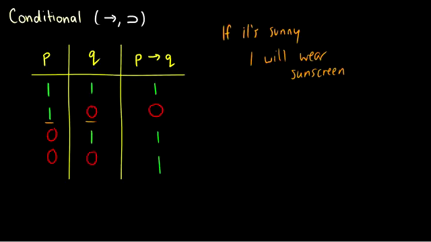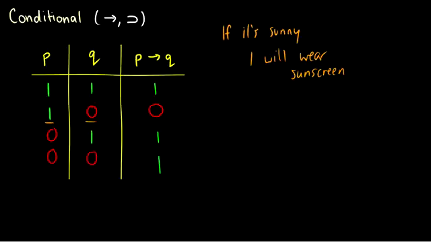I'm saying, look, if it's sunny out, I promise I will wear sunscreen. And if it is sunny and I'm not wearing sunscreen, I lied to you. Therefore, the conditional is false. But if it's not sunny outside, well, I'm not lying to you, am I? It doesn't matter if I'm wearing sunscreen or not. It's not sunny outside. Therefore, I'm not violating any truth conditions. Therefore, it is true in the bottom two cases.